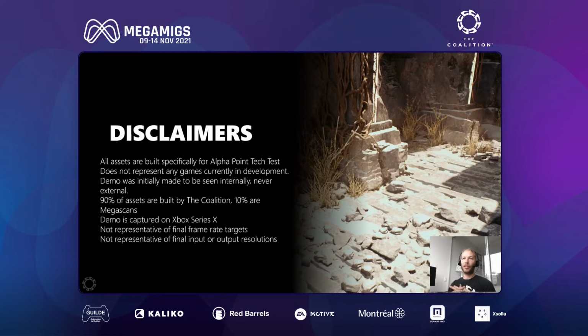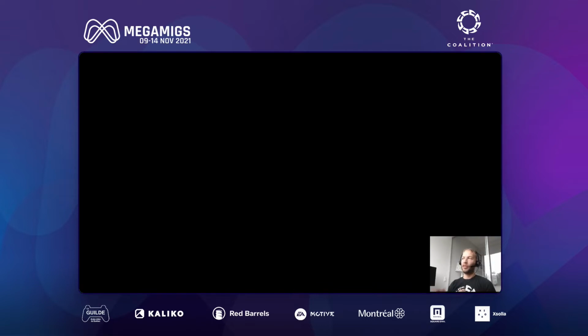So some disclaimers here on the Alpha Point demo. These assets were just built for this Alpha Point visual tech test. They do not represent any games currently in development. This demo was actually made to be seen internally, and then later on we decided to release this externally. And 90% of these assets are built by the Coalition, and about 10% are Megascans. This is all captured live off Xbox Series X. And none of this is really representative of final frame rate targets or input or output resolutions, but it's pretty neat. So without further ado, here is the Alpha Point visual tech test. Enjoy.